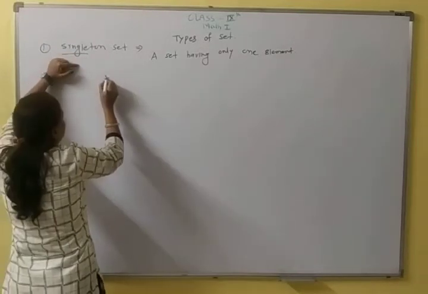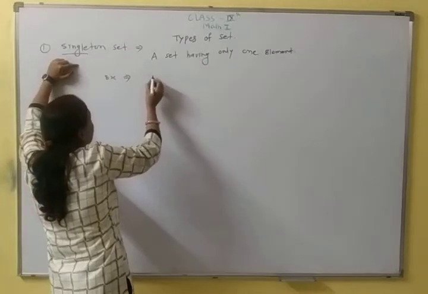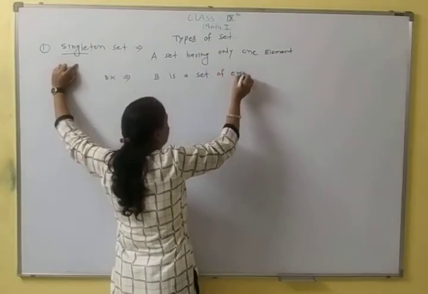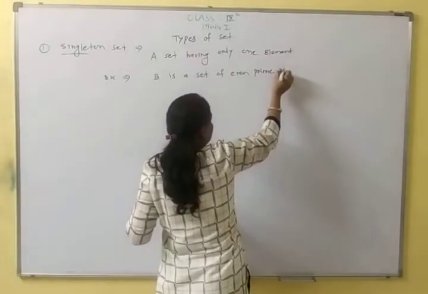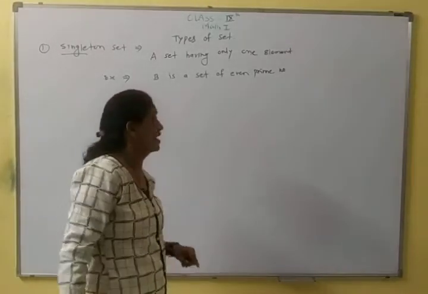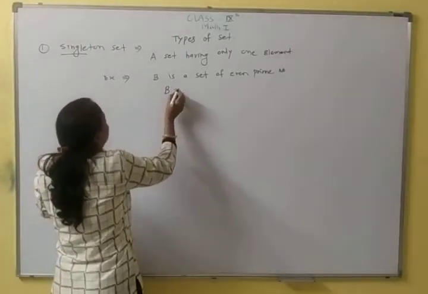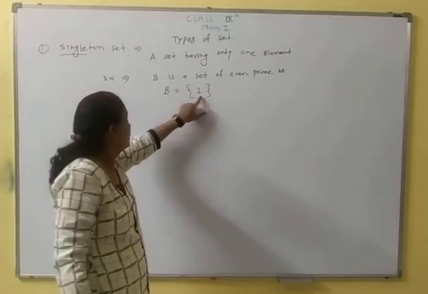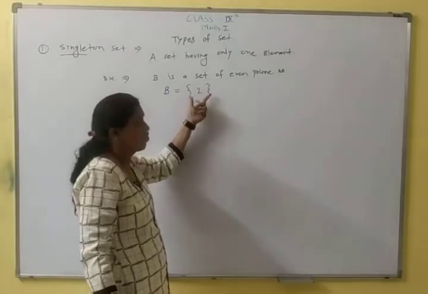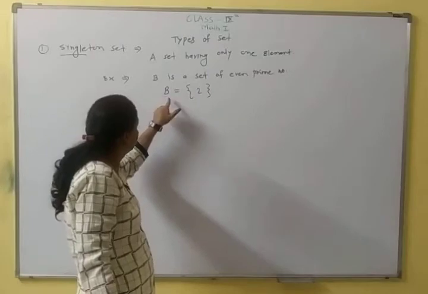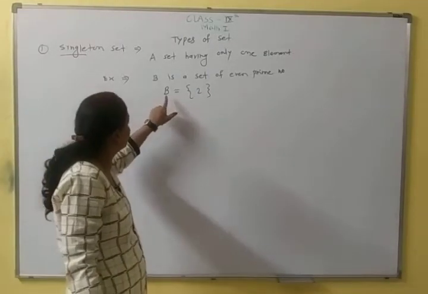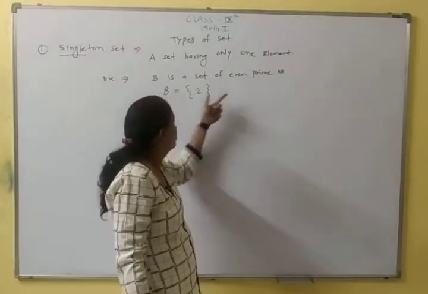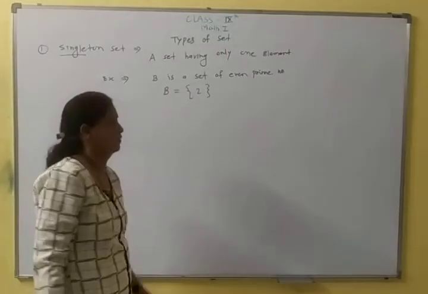For example, B is a set of even prime numbers. There is only one even prime number and that is 2. So 2 is an even prime number, and therefore in set B there is only one element. This B set is a singleton set because it has only one element. By our definition, a set having only one element, so set B is a singleton set.